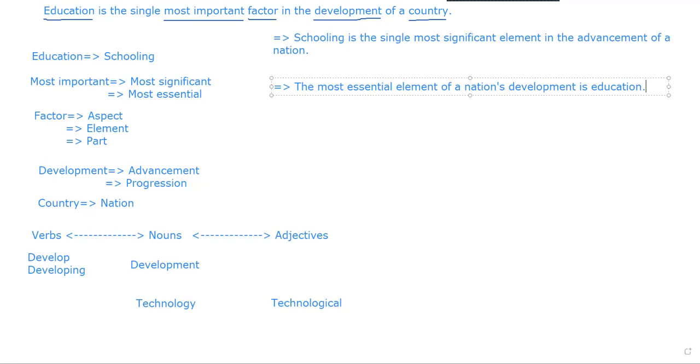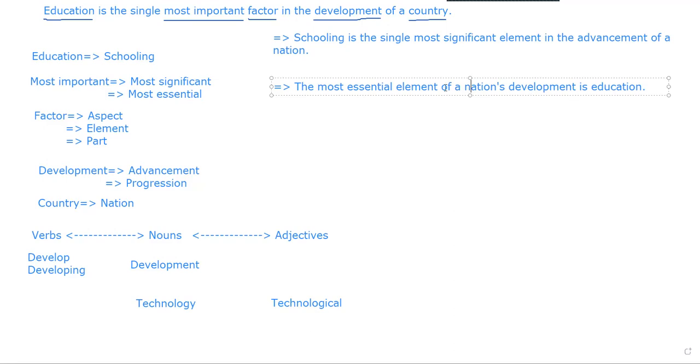Yes, sir. So I asked, can you see whether or not this sentence is a bit more sophisticated than the first one we wrote? আগেরটা হচ্ছে কি এটা একটু বেশি sophisticated লাগছে হালকা একটু? Yes, sir. Exactly. The most essential element of a nation's development is education.